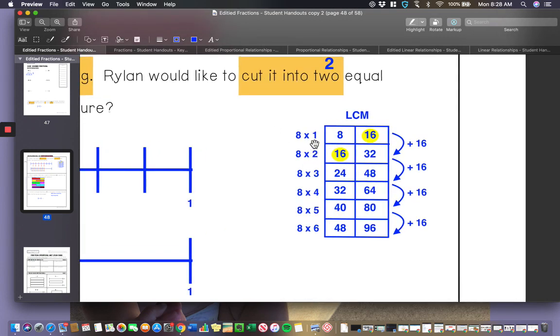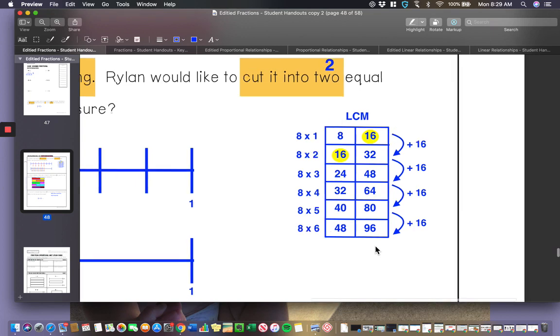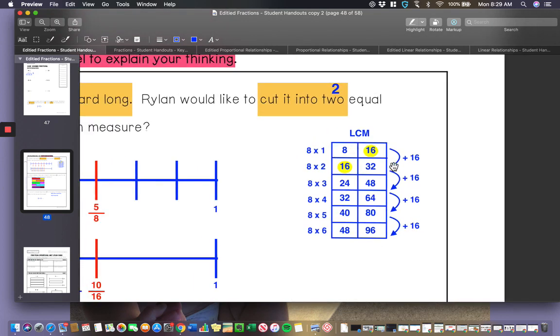So here on the left, you can find your multiples of 8 by multiplying each time. So 8 times 1 is 8, 8 times 2, and you can go right down the list there. Or you can just add on to the previous number. So 16 plus 16 is 32, 32 plus 16 is 48, 48 plus 16 is 64, 64 plus 16 is 80, and 80 plus 16 is 96. So these are ways to list multiples of a number.